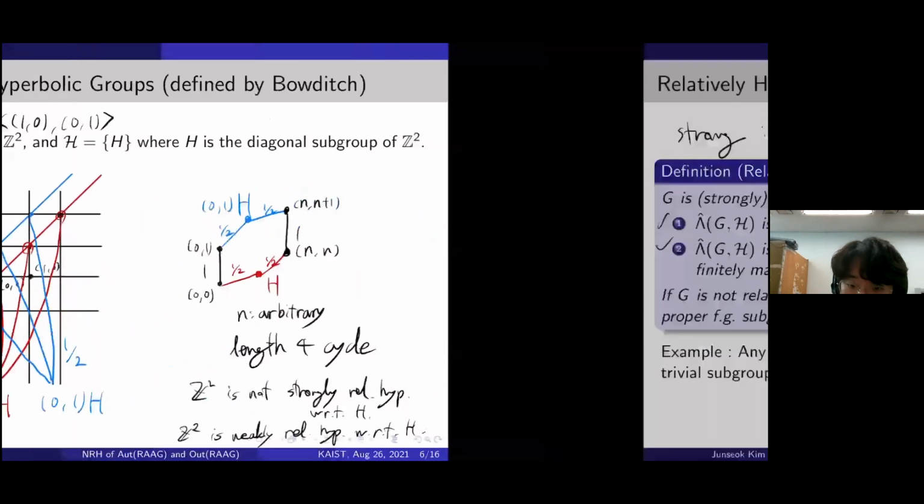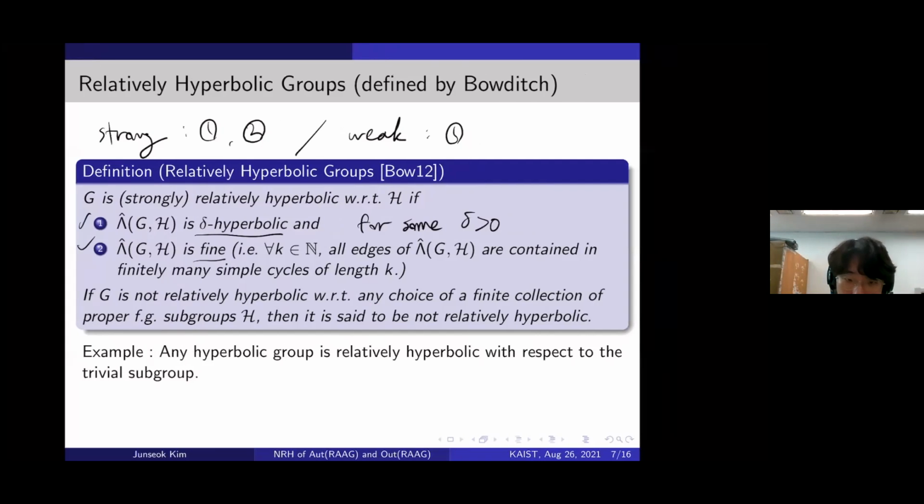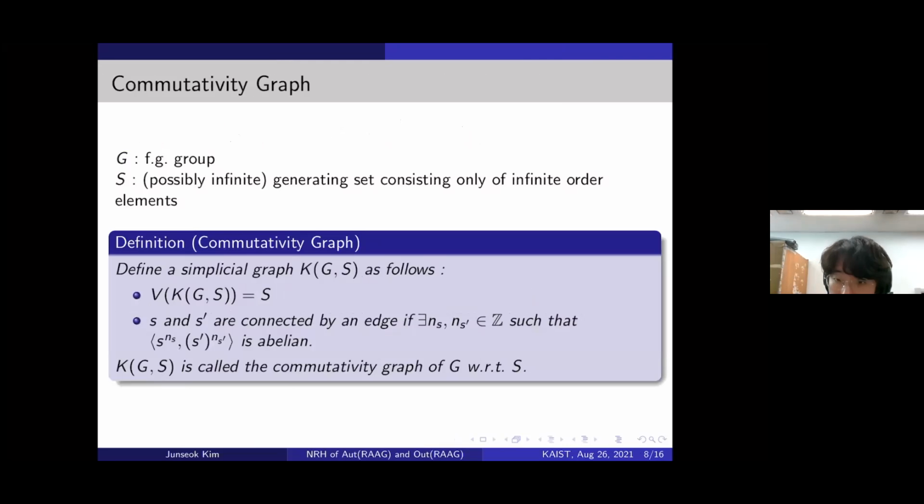In general, if the group G is not relatively hyperbolic with respect to any choice of H, then we say that G is not relatively hyperbolic. Moreover, notice that any hyperbolic group is relatively hyperbolic with respect to the trivial subgroup, because the trivial subgroup doesn't play any role in the coned-off graph. However, using the coned-off graph, it's really hard to see directly whether the group is relatively hyperbolic or not. So we'll use some criterion to verify that kind of problem.